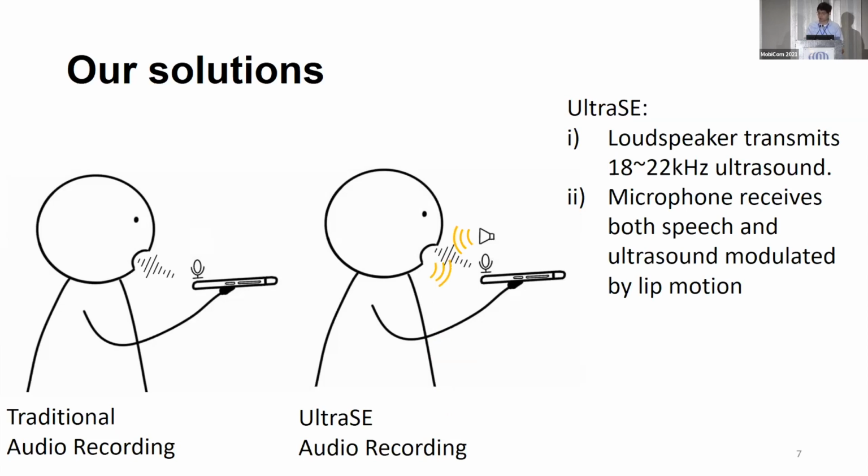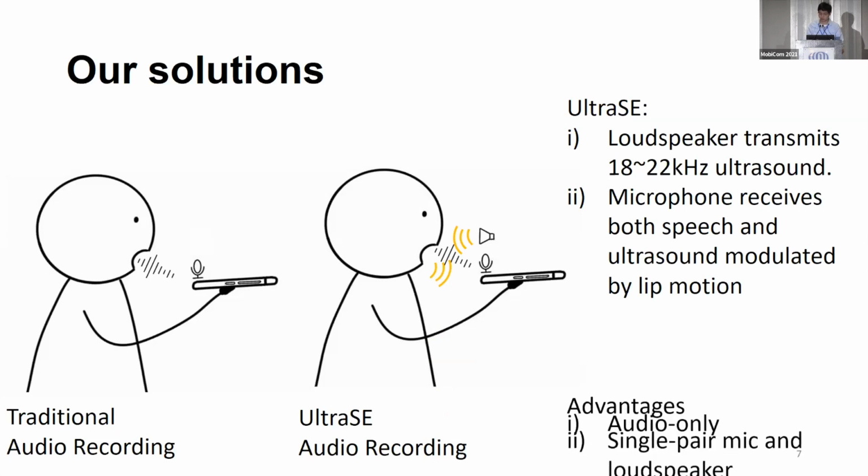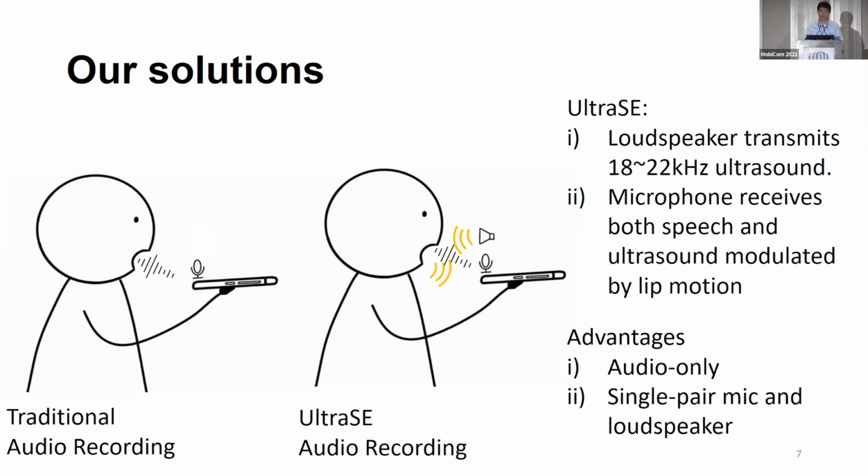The key advantage of UltraSE is that this is an audio-only method without any hardware modification. It is general to any mobile device with only a single pair of microphone and loudspeaker, like your smartphone, smartwatch, even your earbud.